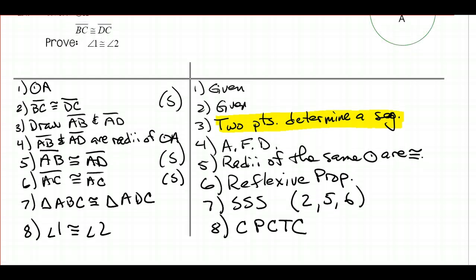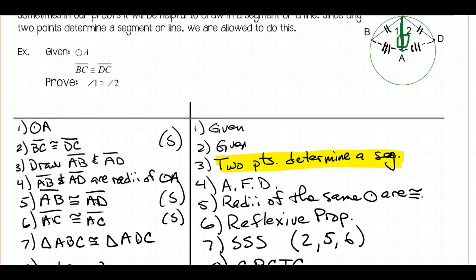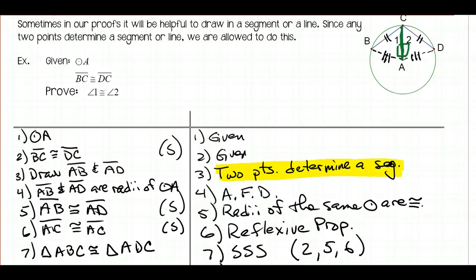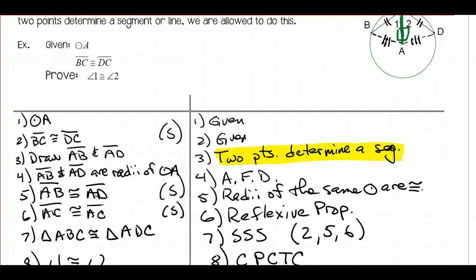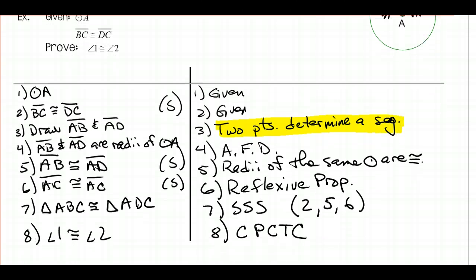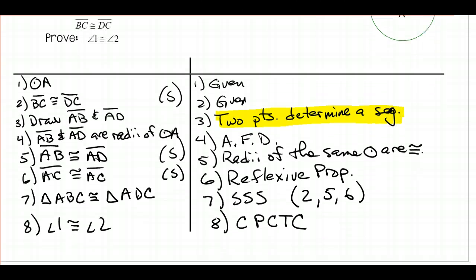Okay, so this second example has a lot of important and new stuff for us. We're using radii. So again, we state the radii in step 4, then we can say they're congruent. We're using auxiliary segments in step 3. You're going to just say draw, and then whatever segment or segments you're drawing in, and it's because 2 points determine a segment. And we've got our corresponding parts of congruent triangles are congruent.